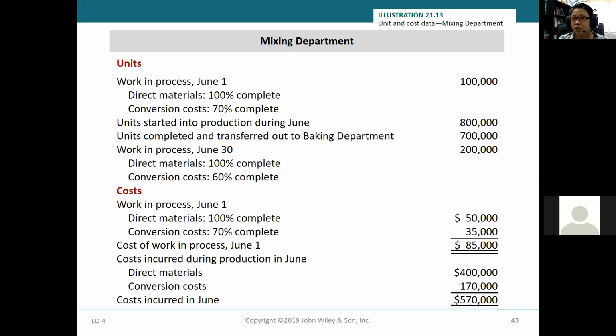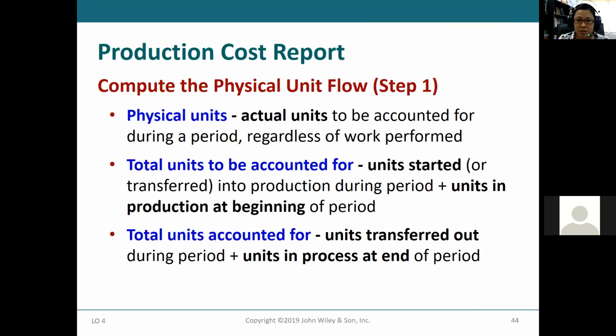And now your job is to prepare the production cost report. So we will prepare the production cost report. Step number one, first of all, we need to compute the physical unit flow. Now there are two parts. We have total units to be accounted for and total units accounted for. Remember that these are always equal to each other. They always equal. Total units to be accounted for and total units accounted for.